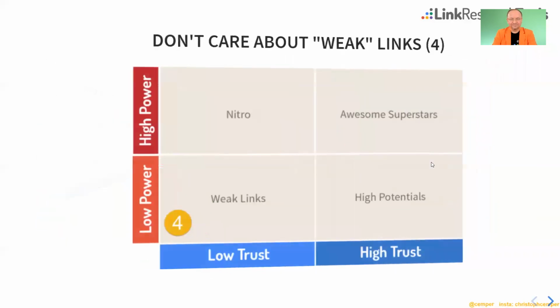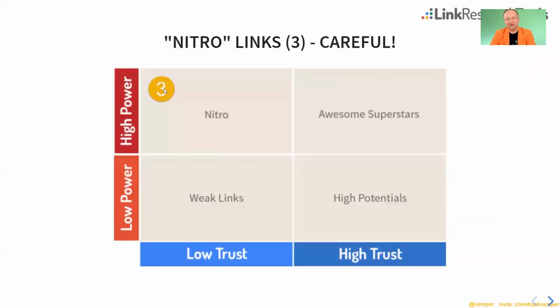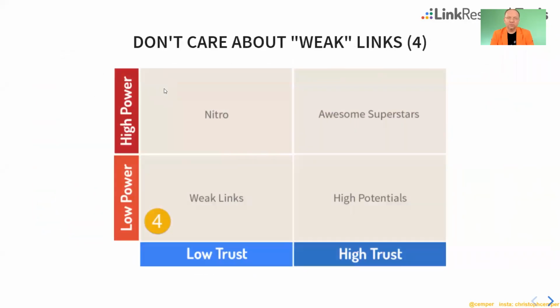The nitro links are the ones that would hurt you potentially. Nitro because they are SEO nitro. They are very powerful, but not trusted. So you run the risk of them potentially causing damage, a penalty for you. Weak links are just weak. And if you don't have 2 dimensions, you have no way of differentiating between weak and nitro either.